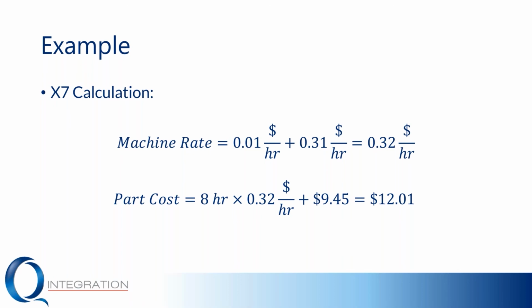Then if we look at our part cost, which we can factor this into now, it's simply 8 hours of print time per part times 32 cents an hour for machine rate plus $9.45 in raw material, and we get $12.01 per part.